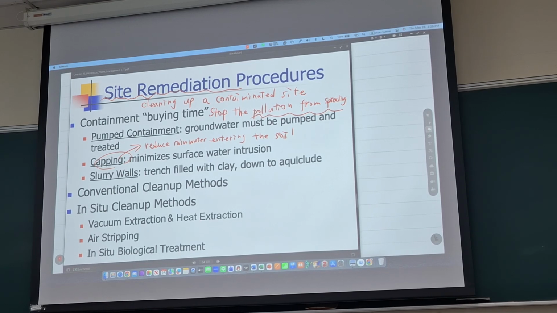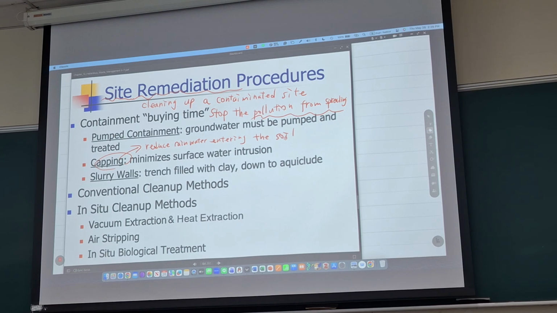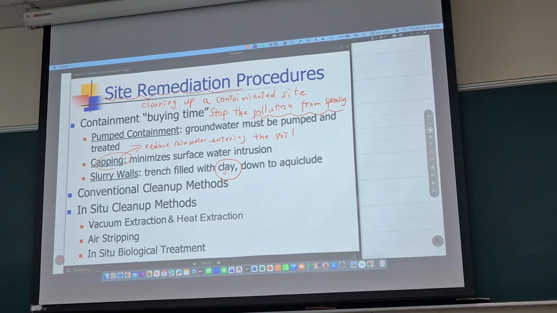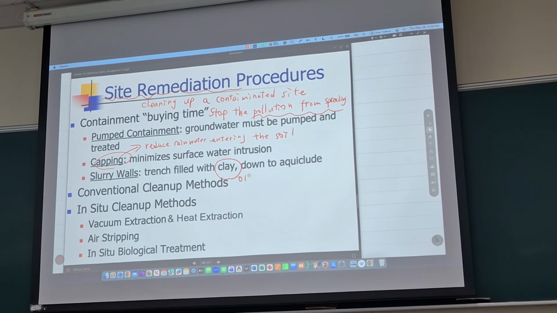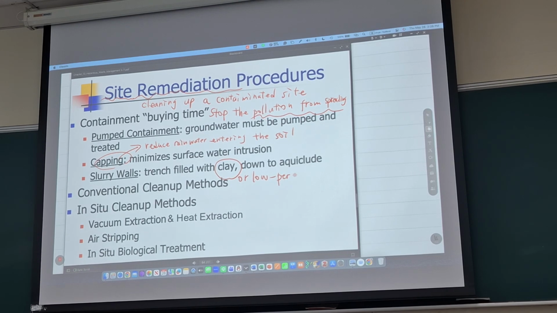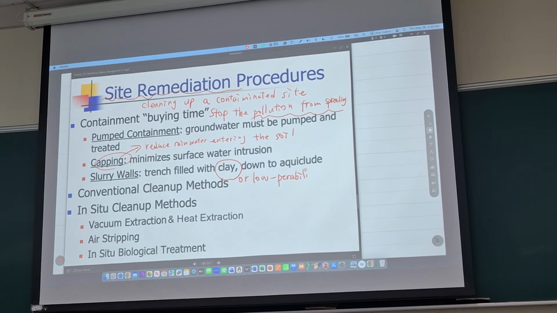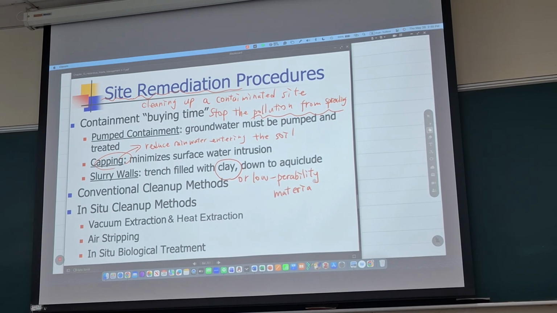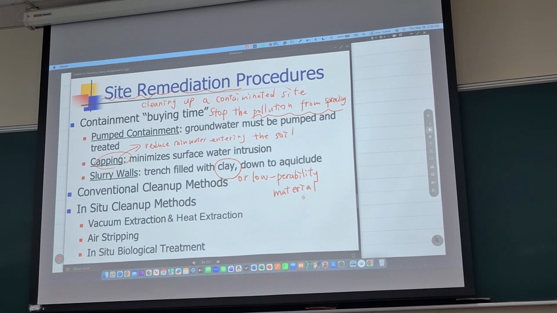Slurry walls. A slurry wall means the trench is filled with clay or some kind of low permeability material. So we try to block the polluted groundwater from moving sideways.